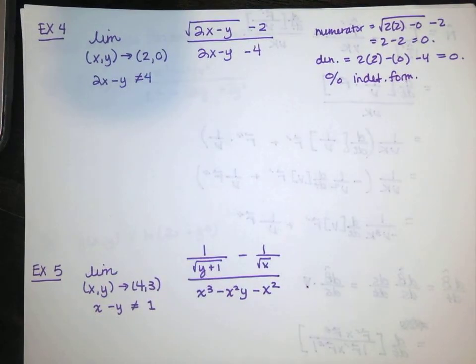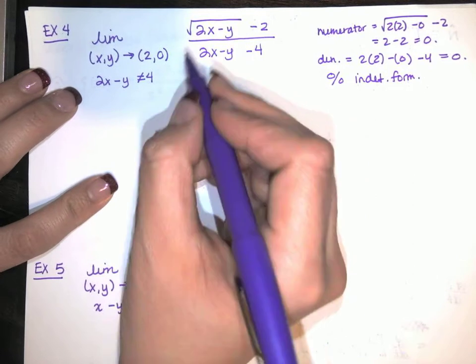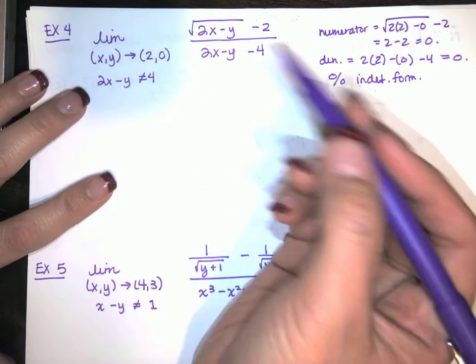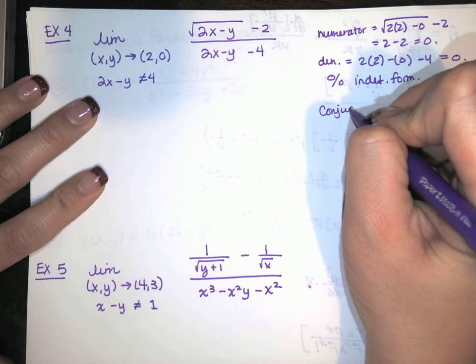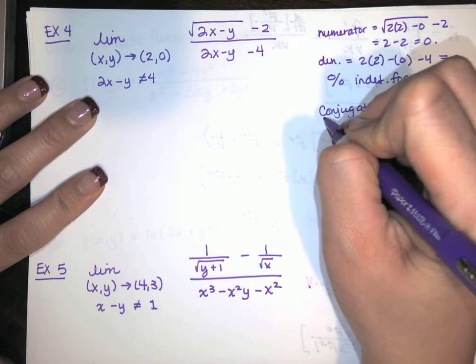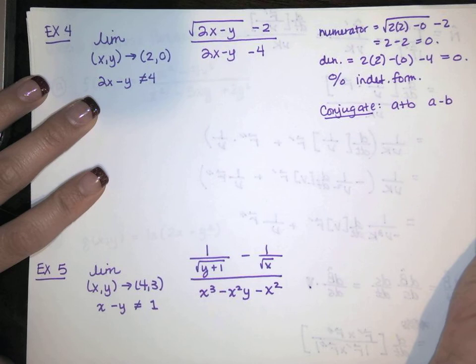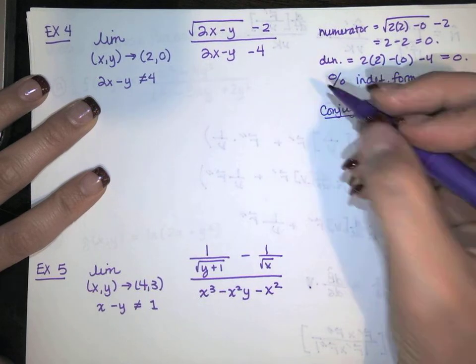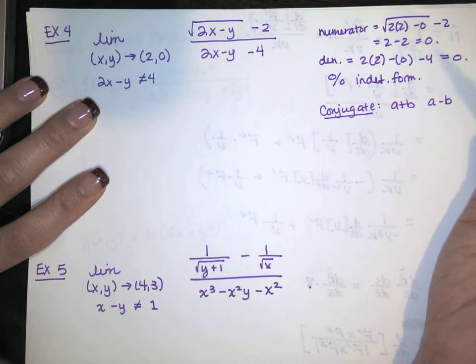All right, I know how to handle this. Back in Calculus 1, we said this is no big deal. We're just going to multiply and divide by the conjugate. Now, remember what the conjugate is. The conjugate of a plus b is a minus b, and vice versa. We multiply by the conjugate every time we saw these roots back in Calculus 1.